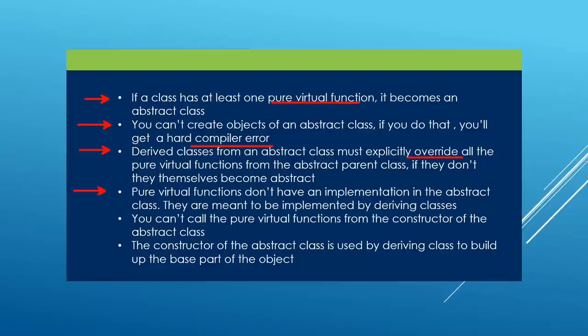Another thing you can't do, you can't call the pure virtual functions from the constructor of the abstract class. If you do this, you're going to get a compiler error because we don't have implementations for these things. So this is not going to work. The constructor of our abstract class is used by deriving classes to build the base part of our derived objects, but they are not meant to be used from the outside because we can't really create an object of an abstract class. So now that you know this, we're going to head over to Visual Studio Code and play with this a little more.